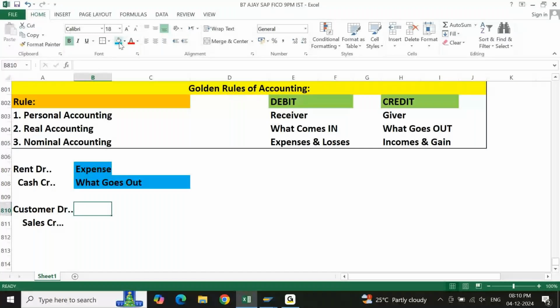Receiver. Debit the receiver. Okay. Why are you crediting sale? Debit what comes in, credit what goes out. Receiving the income, giver. Why are you crediting a sale? Debiting is the real account; income is the income account. Sale you're crediting because it is income.